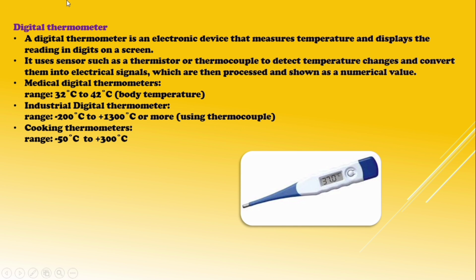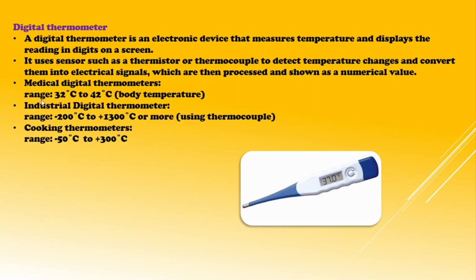Now, what is a thermocouple? A thermocouple is a temperature sensor that uses the Seebeck effect to measure temperature. It consists of two dissimilar metals joined together at one end to form a junction. When this junction is exposed to different temperatures, a voltage difference is generated which is proportional to the temperature difference. This voltage is measured and calibrated to determine temperature.